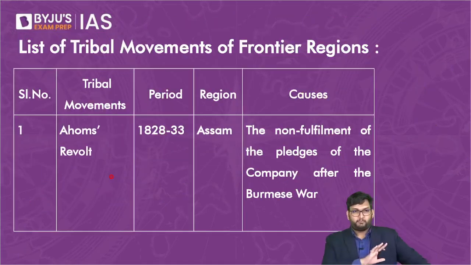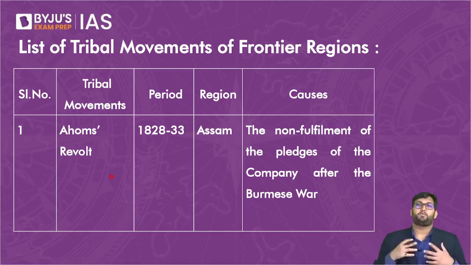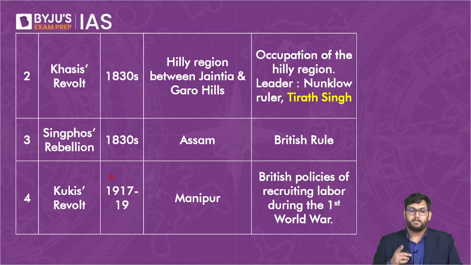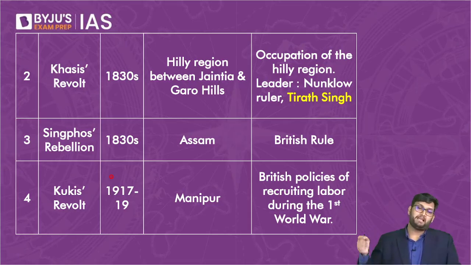Now, frontier regions, you have the Ahom revolt, which is based on how the British initially said that if you help us in the Burma war, we will keep you independent, but they will technically not keep their side of the bargain. So the Ahoms will revolt in 1828-33. Khasis, again linked to the concept of occupation of the hilly region by the British. Then you have the Singpos, again British rule into the tribal sector. Kukis, again the way the Kukis were taken as labor in the First World War.